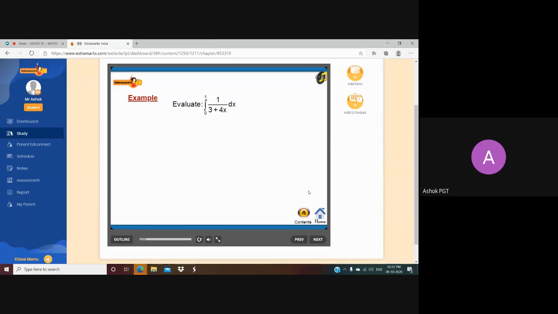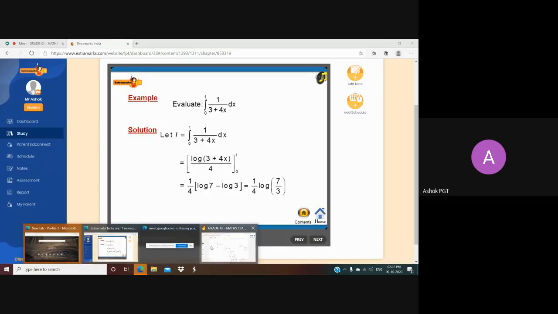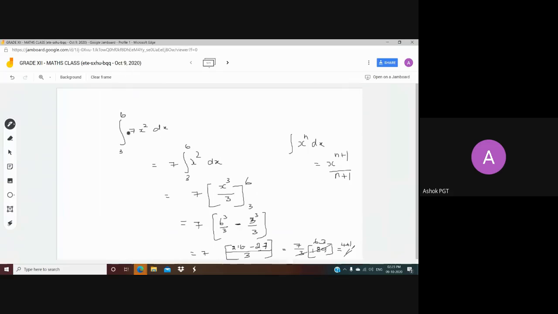Let us work out an example. Evaluate the given integral. Let I is equal to the given integral. Now we evaluate the indefinite integral and then subtract its value at the lower limit from its value at the upper limit as shown here. Students, are you clear? We have studied the formula that the integration of 1 divided by ax plus b is equal to log mod ax plus b divided by derivative of ax plus b. We studied this formula in indefinite integral. They applied that concept here.